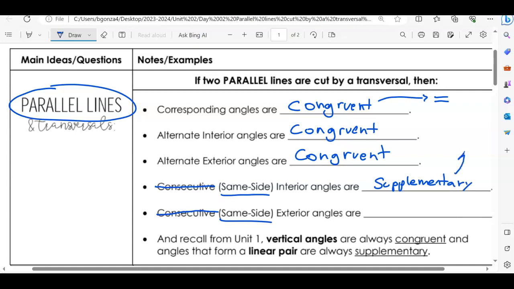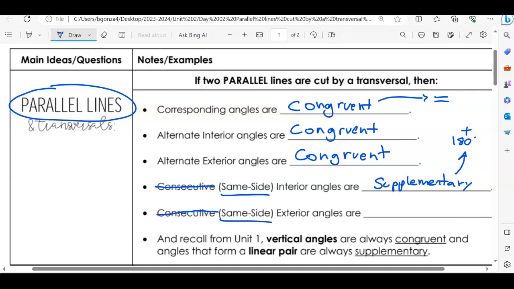And supplementary means that they add up to how many degrees? How many degrees is supplementary when you add them up? 180 degrees. Very good. Thank you. Y'all remember that from Unit 1? If they make a 90, that's complementary, two angles. But if two angles add up to 180, that's called supplementary.